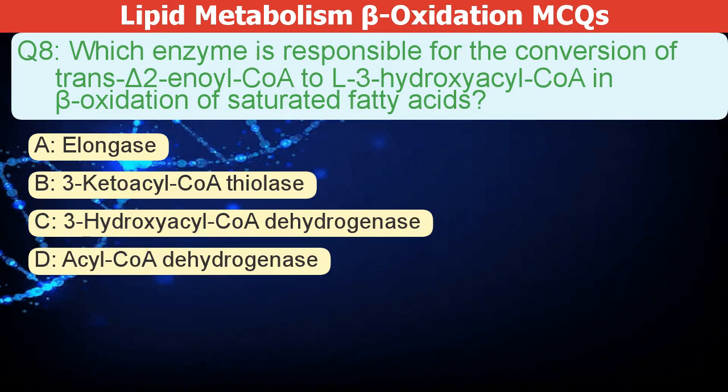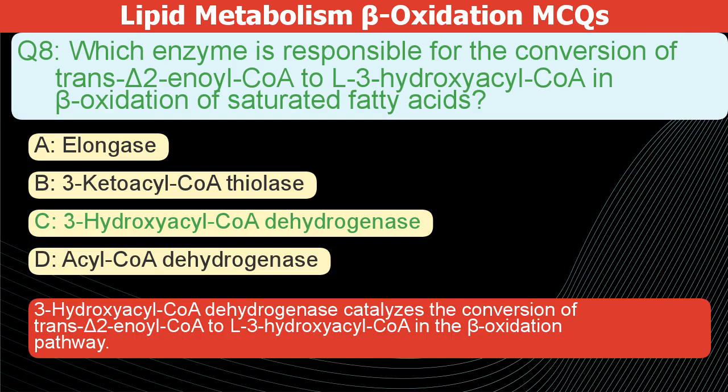Which enzyme converts trans-delta-2-enoyl-CoA to L3-hydroxyacyl-CoA during beta-oxidation of saturated fatty acids? A. Elongase. B. 3-ketoacyl-CoA thiolase. C. 3-hydroxyacyl-CoA dehydrogenase. D. Acyl-CoA dehydrogenase. The correct answer is C. The enzyme 3-hydroxyacyl-CoA dehydrogenase catalyzes the conversion of trans-delta-2-enoyl-CoA to L3-hydroxyacyl-CoA in beta-oxidation.